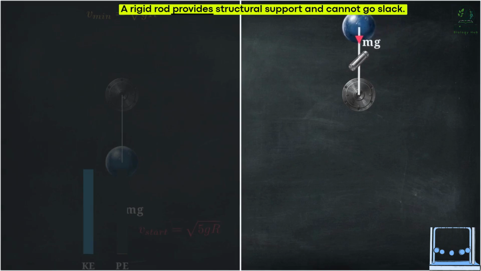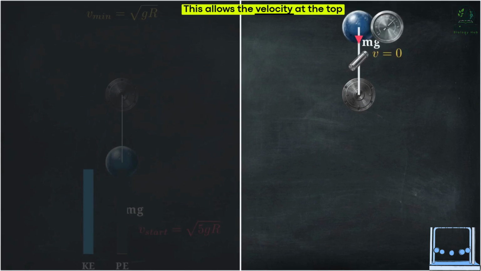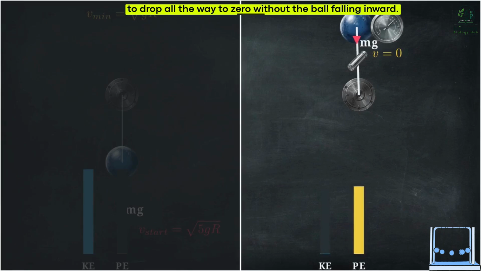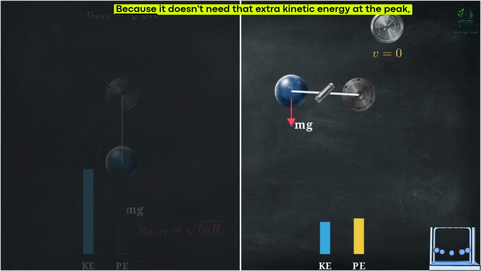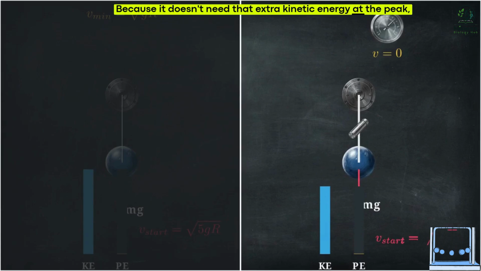A rigid rod provides structural support and cannot go slack. This allows the velocity at the top to drop all the way to zero without the ball falling inward. Because it doesn't need that extra kinetic energy at the peak, the required starting speed at the bottom drops to the square root of 4 gr.